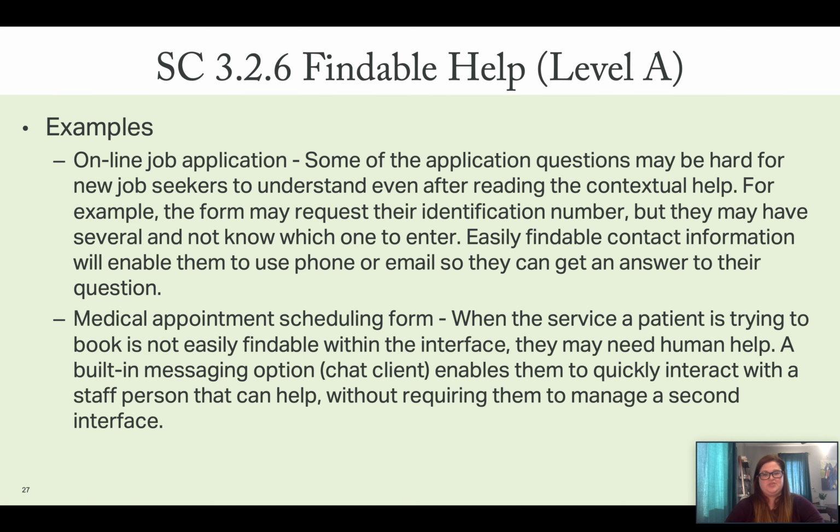So the examples for this, because I think they do a better job of explaining them, is an online application. Some of the application questions may be hard for new job seekers to understand, even after reading the contextual help. For example, the form may request their identification number, but they may have several and not know which one to enter. Easily findable contact information will enable them to use phone or email so they can get an answer to their question.